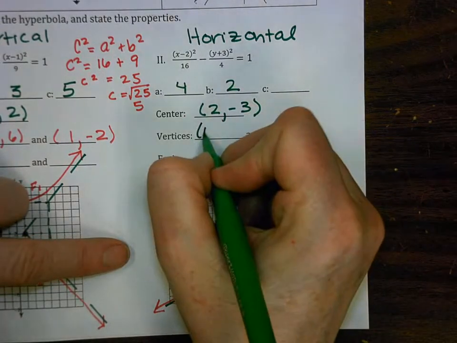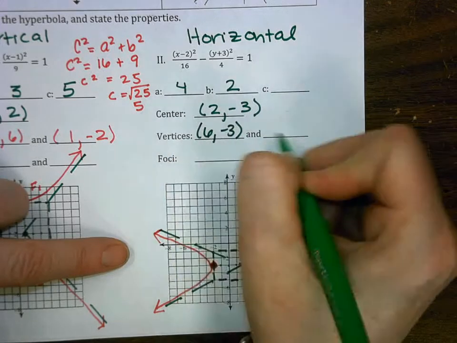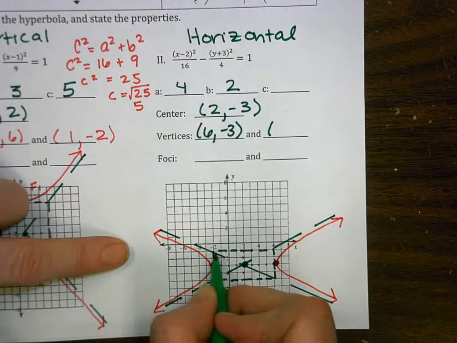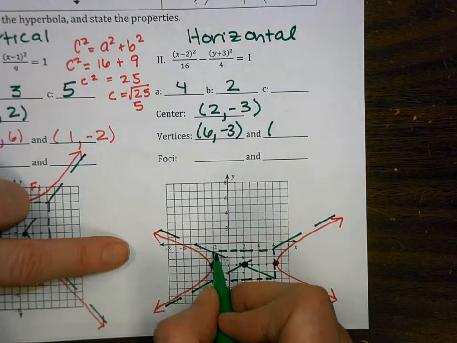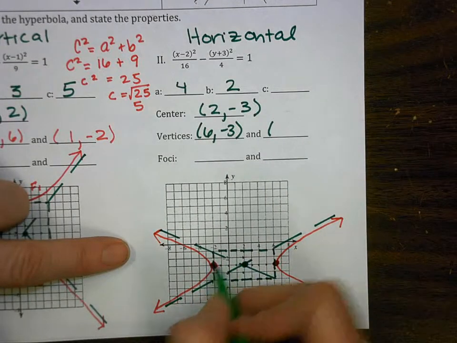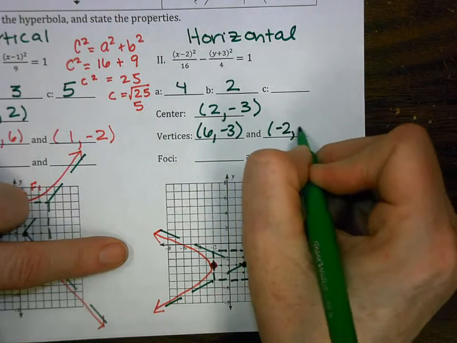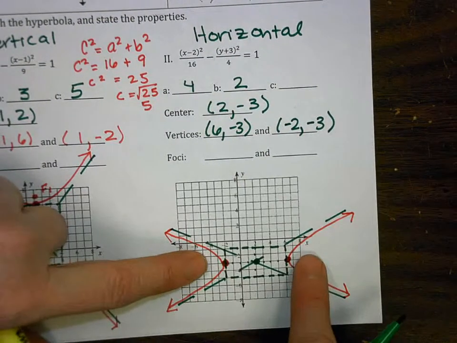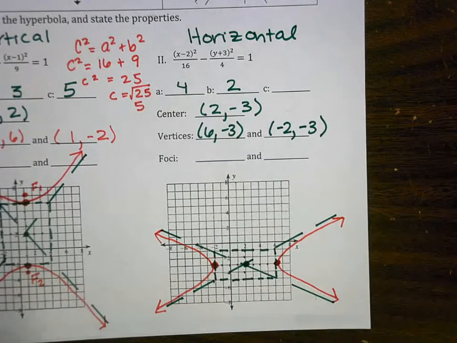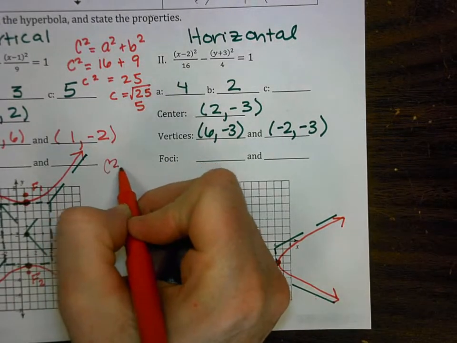Now, let's draw our coordinates. So our vertices are at 6, negative 3, and all the way over here at negative 2, negative 3. I was getting confused. Negative 2, negative 3. All right, so the foci, they're going to be in here somewhere.